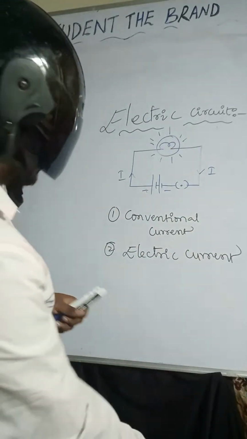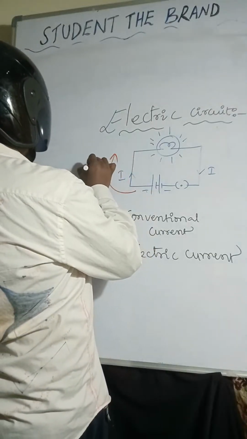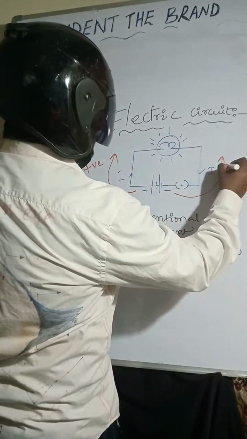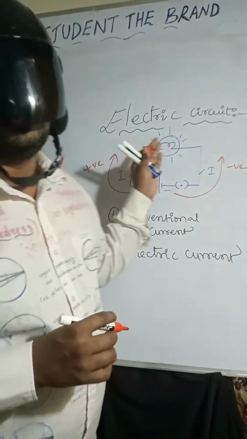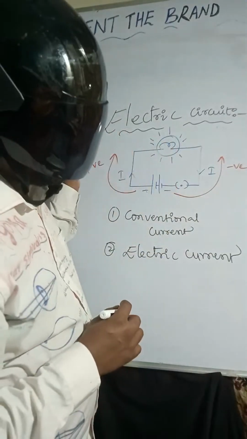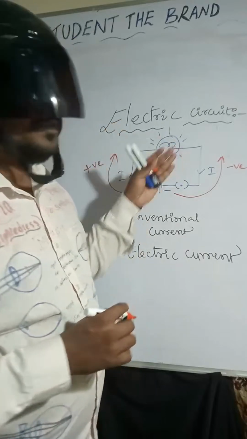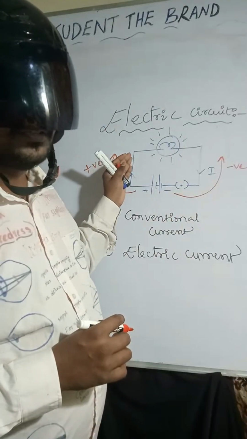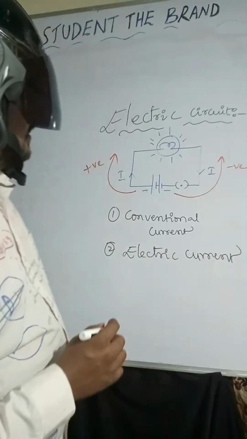So here you can observe, positive charges move on one side and negative charges move on the other side. The flow of positive charges will be considered as conventional current. The flow of electrons is known as electric current.